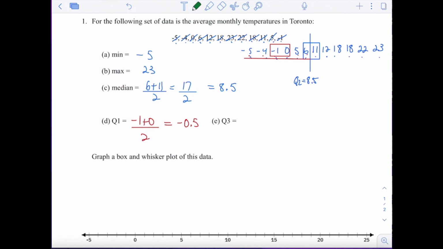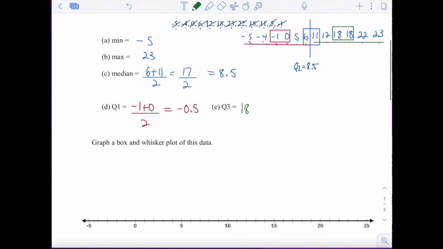Q3 is the median of these 6 pieces of data. So I need the average of 18 and 18. Since those numbers are the same, it's pretty easy. Q3 is 18. So let's graph a box and whisker plot.